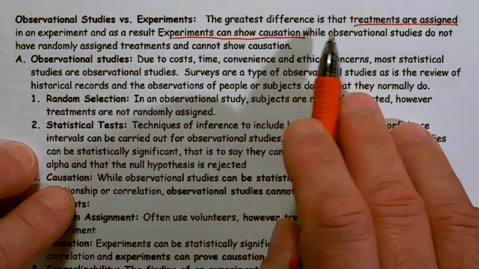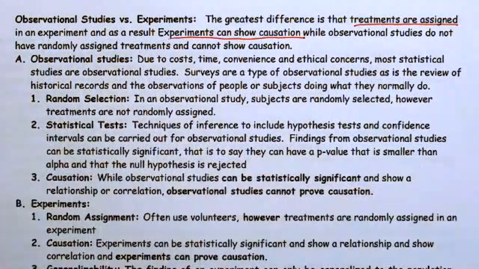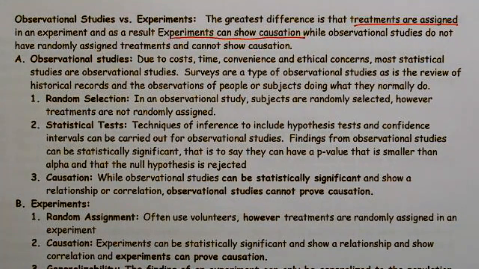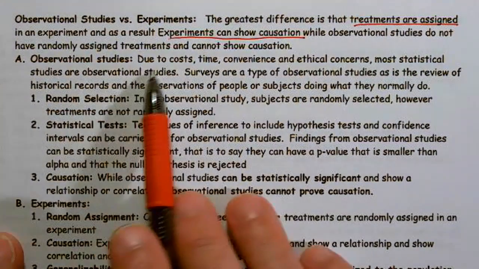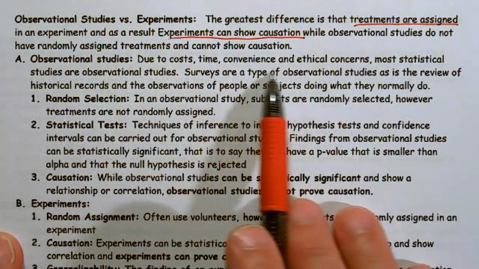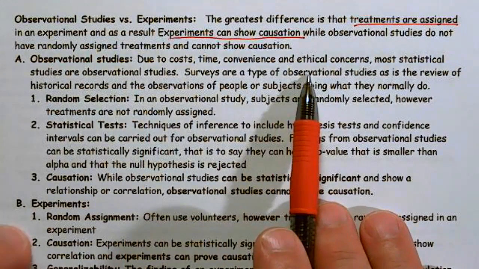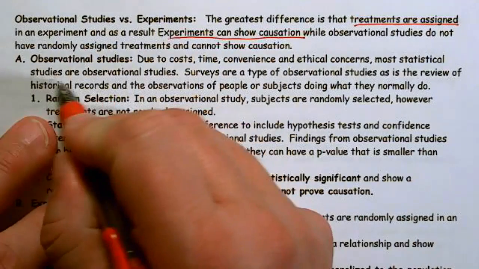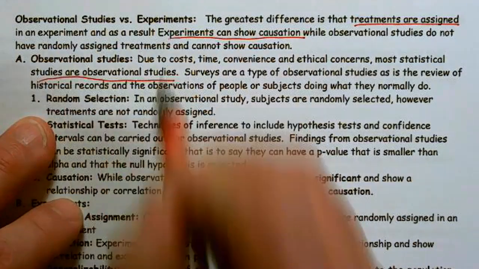So once again, observational studies are observing people do what they normally do during their typical life, and treatments are not randomly assigned. In an experiment, treatments are randomly assigned and can show causation. Due to cost, time, convenience, and ethical concerns, most statistical studies are observational.